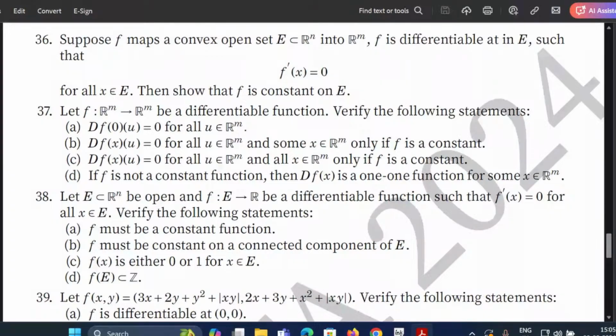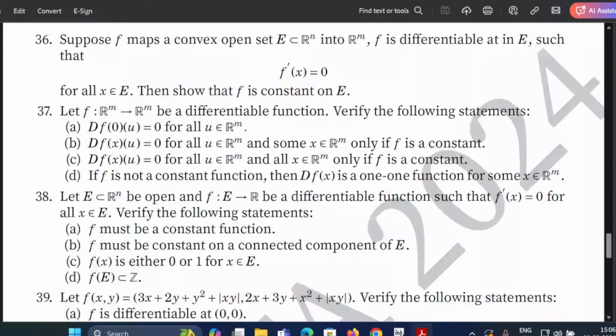Part B: if for some x, Df(x)u is 0 for all u, so Df(x) is a 0 operator, then is it necessary that f should be a constant? No. What is an example?